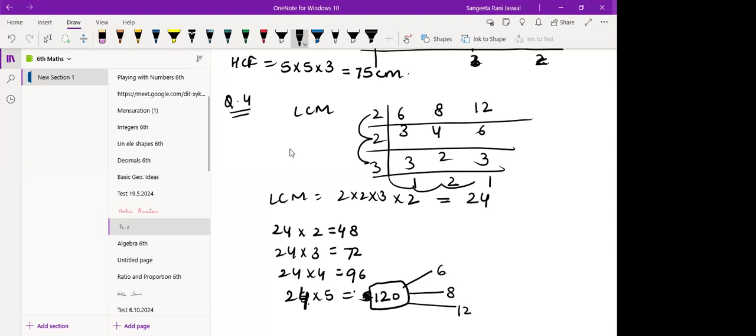Okay, so we have taken the LCM, and in LCM we got the 2-digit number. So we have to take the multiples of 24, which will give us the smallest of the 3-digit number. Okay, let's take up another question.